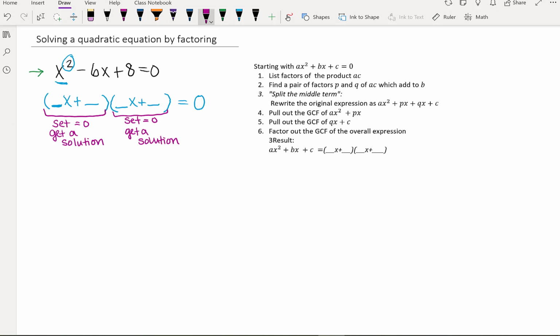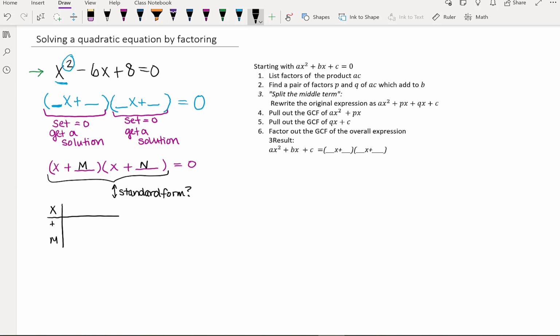So let's start with the case where we're looking at something like what we have here, where it's x plus some number times x plus another number equals zero. Let's say, for instance, that we actually knew that these two numbers were m and n. What would it look like to remultiply this expression out to see what it looks like in standard form? Well, if we use our grid to do this, we're going to have x plus m and x plus n.